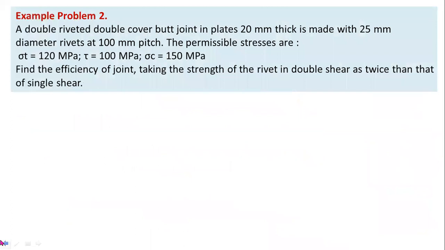Now coming to another example problem. First, carefully observe the type of joint. A double riveted, double cover butt joint in plates 20 mm thick is made with 25 mm diameter rivets at 100 mm pitch. The permissible stresses are: tensile stress sigma T equal to 120 megapascal, shear stress equal to 100 megapascal, crushing stress equal to 150 megapascal. Find the efficiency of the joint, taking the strength of the rivet in double shear as twice that of single shear.